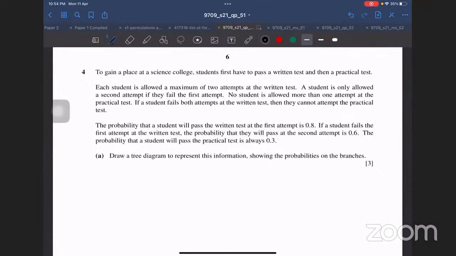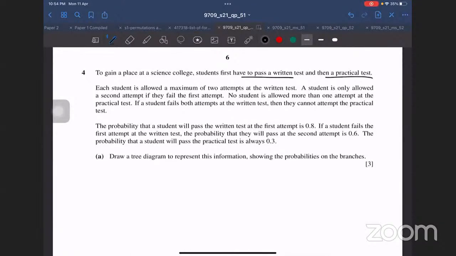Question number 4. It says to gain a place at a science college, students first have to pass a written test and then a practical test. Each student is allowed a maximum of 2 attempts at the written test. A student is only allowed a second attempt if they fail the first attempt. Okay. First have to pass a written test and then a practical test. So there's a sequence of events.